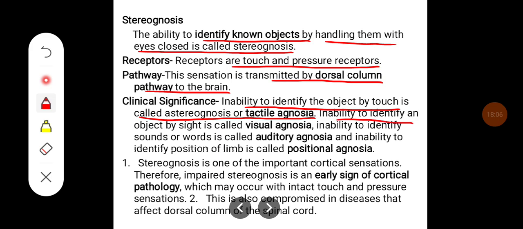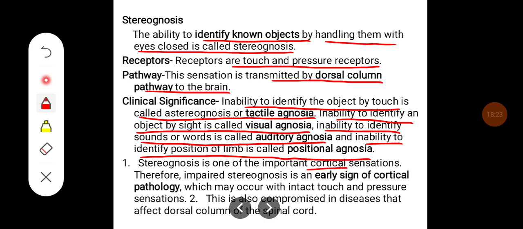Inability to identify an object by sight is called visual agnosia. Inability to identify sounds or words is called auditory agnosia, and inability to identify the position of a limb is called positional agnosia.